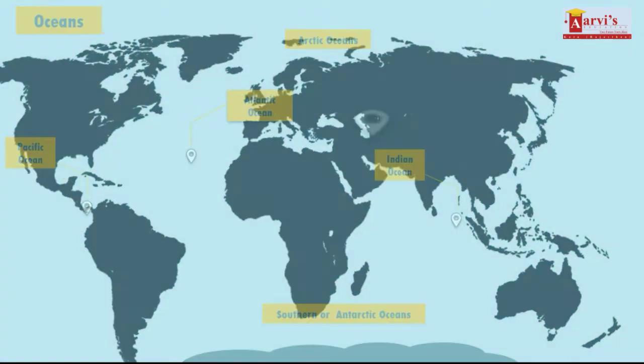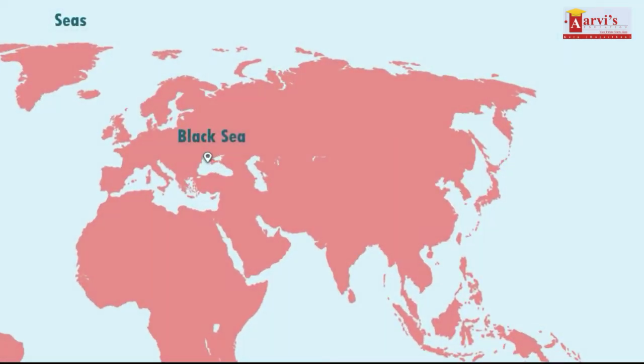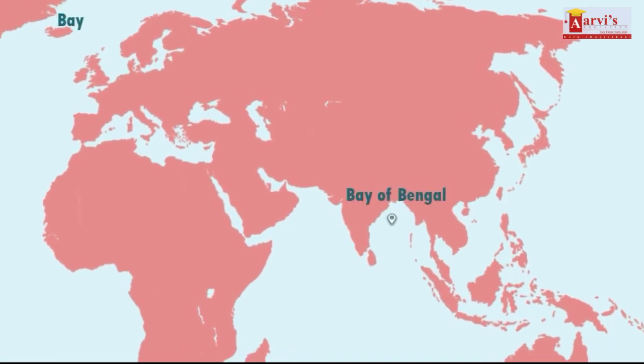Seas. A sea is a division of ocean that is enclosed or partially enclosed by land. The Black Sea is an example of this. Bay. A bay is a body of water partially surrounded by land. A bay is usually smaller than a gulf. The largest bay is the Bay of Bengal.